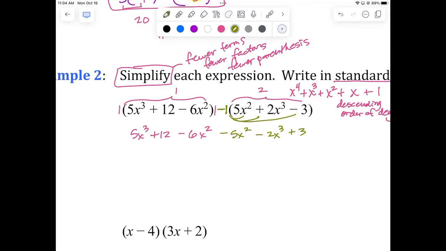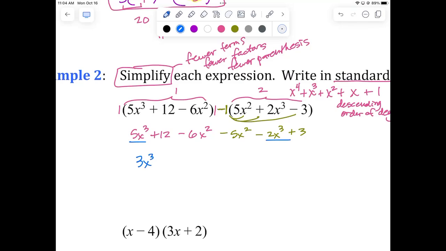Okay, now that I've gotten rid of the parentheses, I can look to combine like terms, right? Do we have any like terms? Let's start with the largest degree. What's the largest power of x you see in here? 3. I have a 3x³ term there and an x³ term there. We call those cubic terms. What is 5 of those minus 2 of those? 3 of those, and those are x³.